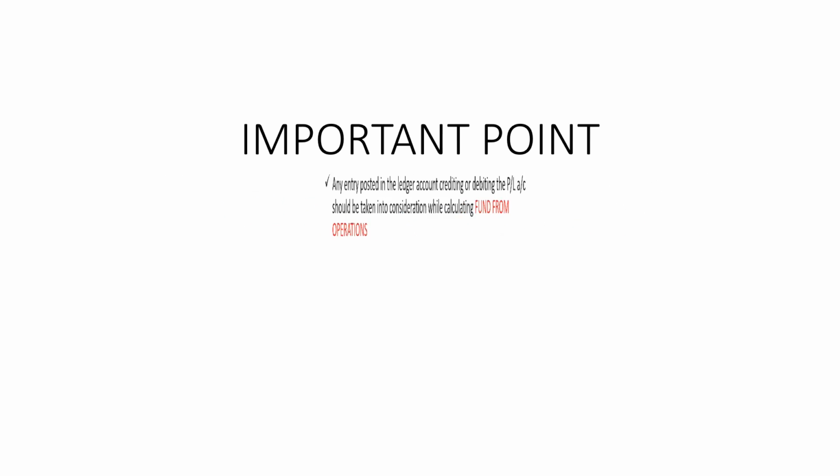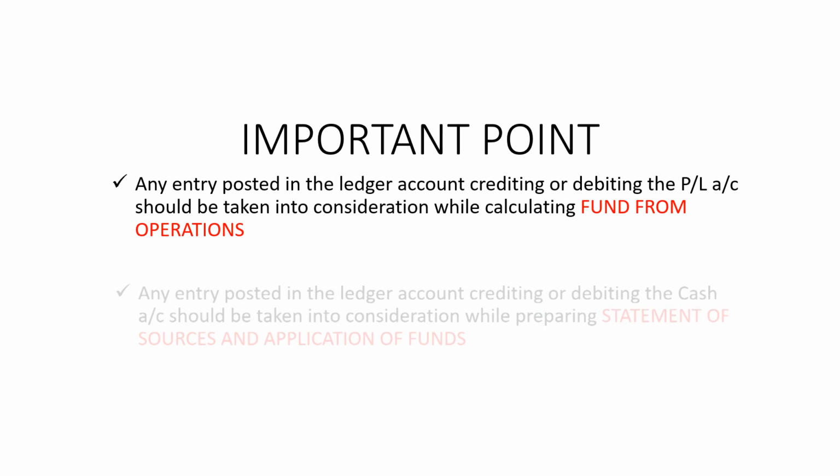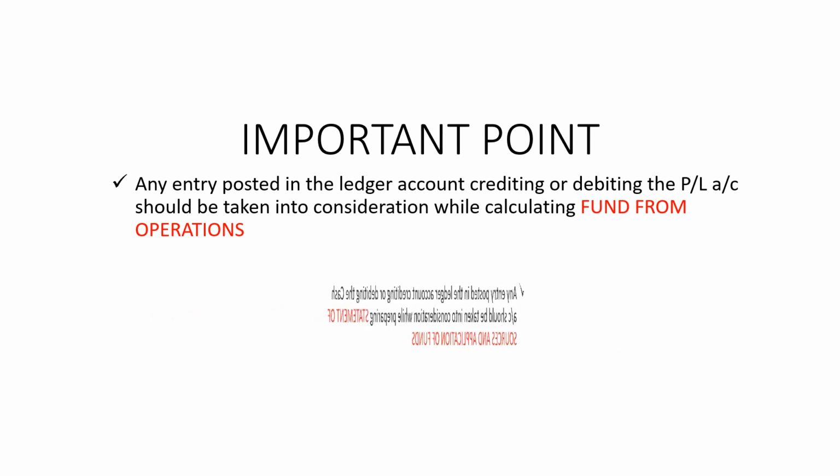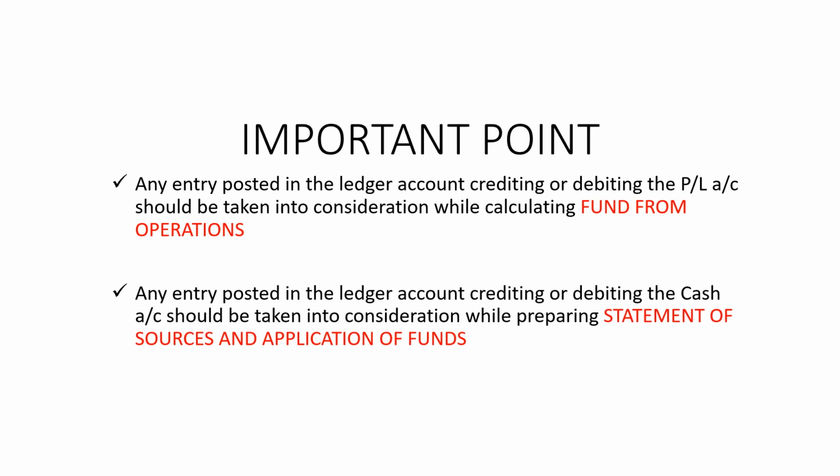It should be noted that all the entries made in the accounts in relation with the P&L account should be adjusted in the calculation of fund from operation, and any entry made in connection with cash, debiting or crediting the account in cash, should be accounted in sources and application of fund.